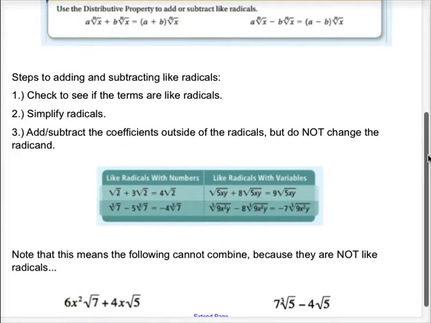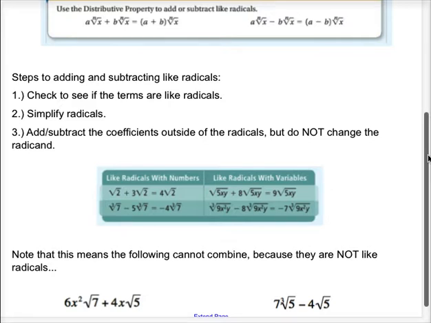So the steps to adding and subtracting these like radicals. First, check to see if the terms are like radicals. So are they the same index, same radicand? Second, simplify the radicals if necessary. You won't always have to, but sometimes you will. And then third step, add or subtract the coefficients outside of the radicals, but do not change the radicand.